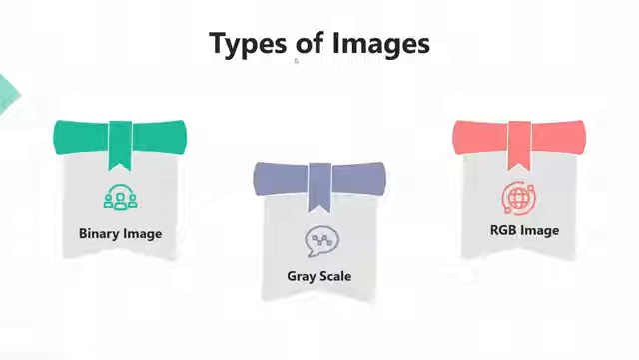Now, we should understand the types of images: binary image, grayscale image, and red, green, blue image, which is actually called the color image.